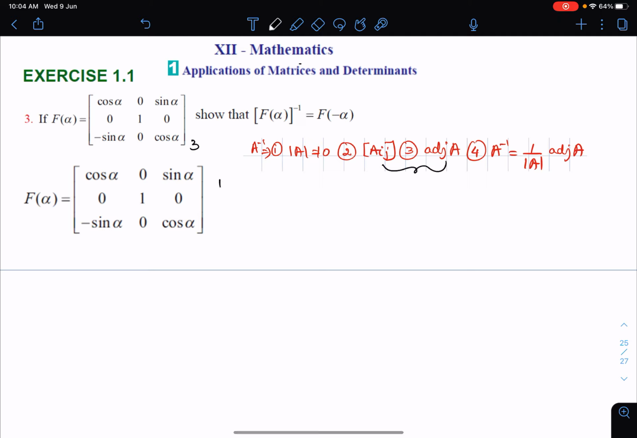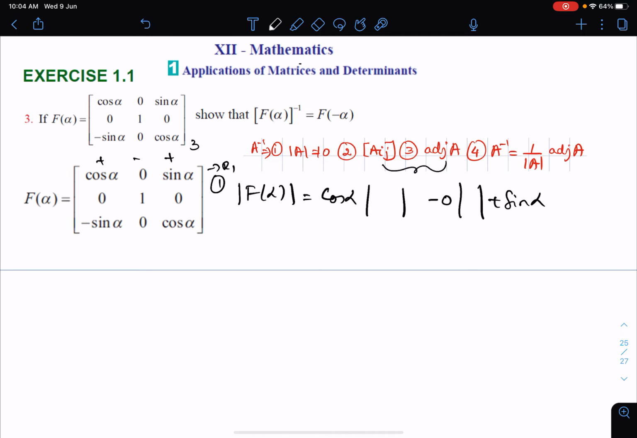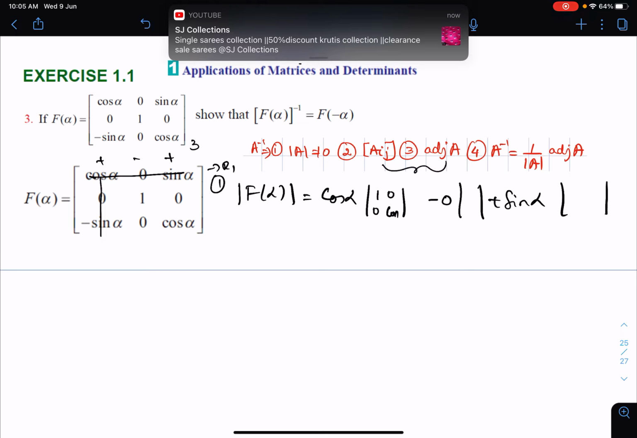with our first step. First step is going to be determinant of f of alpha. So expanding through r1, plus minus plus, you will get it as cos alpha into our minor. Next one is going to be 0 into our minor and plus sin alpha into the minor. Okay, so what is cos alpha? When you delete your first row and the first column, you will get it as 1 0 0 cos alpha.